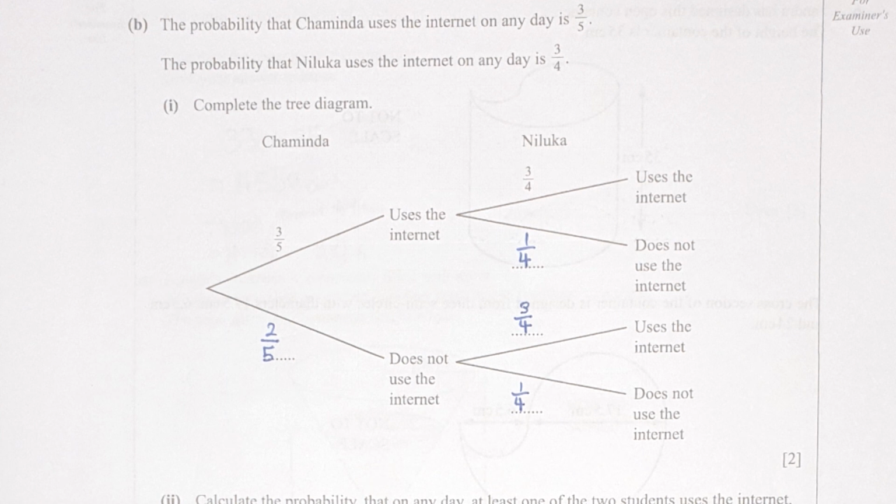So I drew down the histogram. Section B, pretty straightforward, just filling up the tree diagram. So 1 minus 3 over 5 will get you 2 over 5 as does not use the internet. Repeat the same for the rest. You should get 1 over 4, 3 over 4 and 1 over 4 for the next 3 columns.